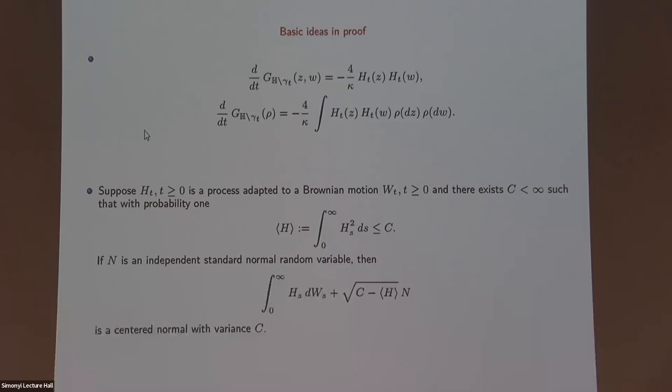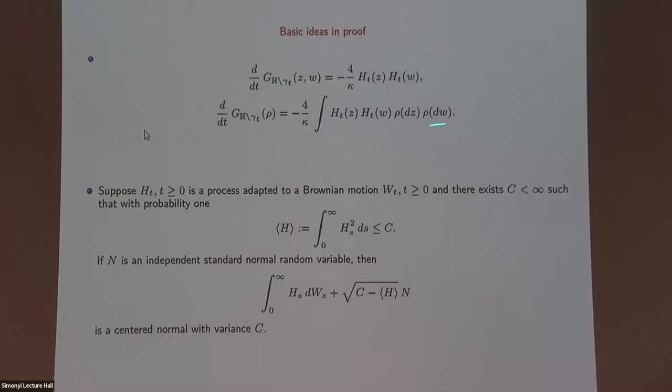Okay. But I just want to give you the basic idea of the proof, which is basically there's a deterministic fact that tells you what the derivative of the Green's function is with respect to time. If I take 2 points z and w, as the curve grows, deterministically you get the Green's function. So you get the Green's function out there.